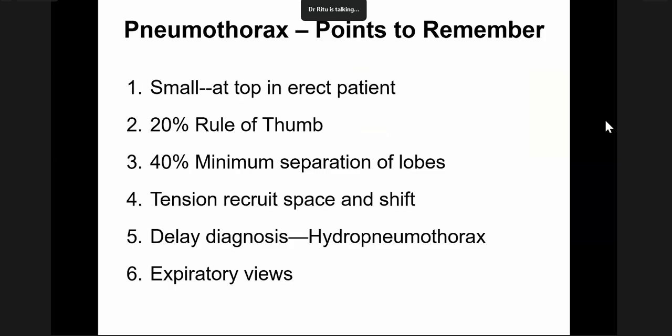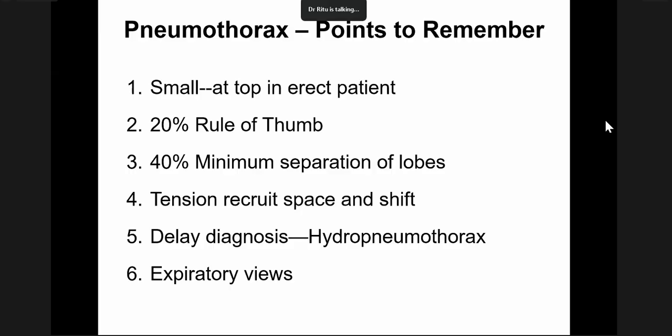The 20% is kind of a rule of thumb. That's when you really need a chest tube. Those are patients who start desatting. 40% is when you start seeing the lobes of the lungs getting separated. And tension pneumothorax is when you start seeing shift. It starts to recruit more space and causes shift.